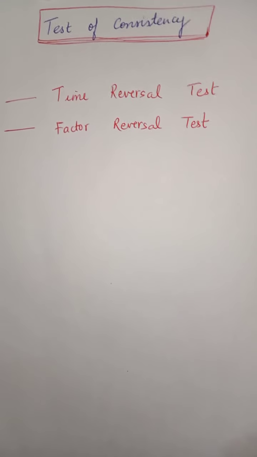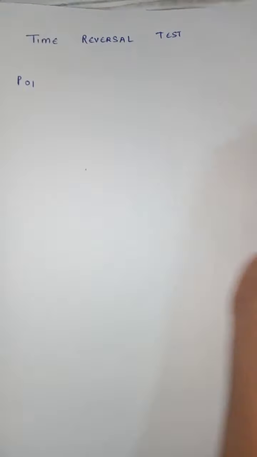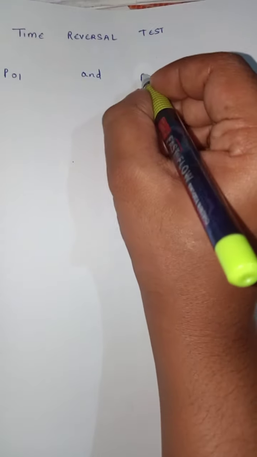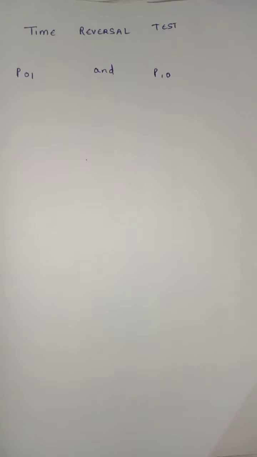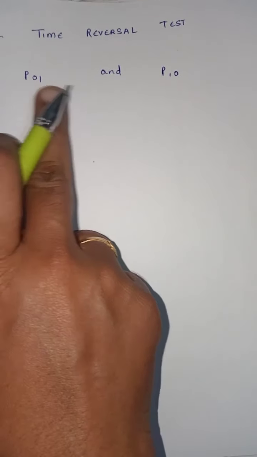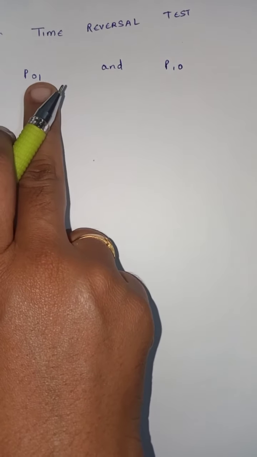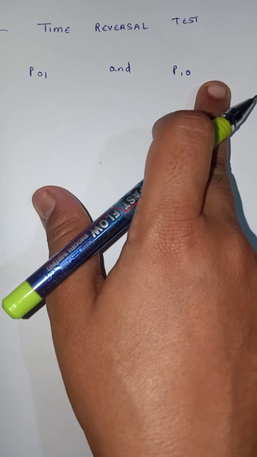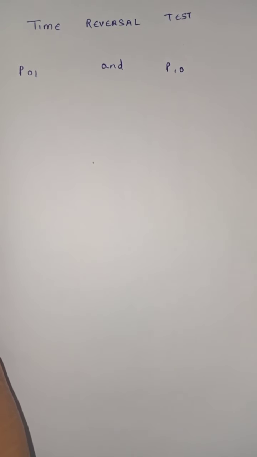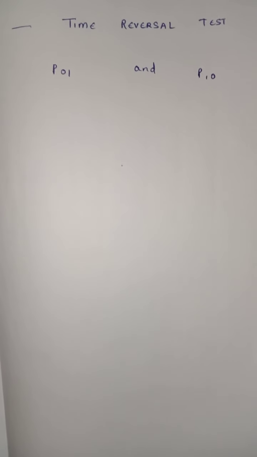So the first test is time reversal test. First method to find the consistency is time reversal. For understanding time reversal test, we need to first understand the relation of P01 and P10. So what is P01? P01 means the price index of base year with respect to the current year, and P10 current year with respect to the base year. The best method we can use is Fisher's method because it is a combination of last pair and past year.